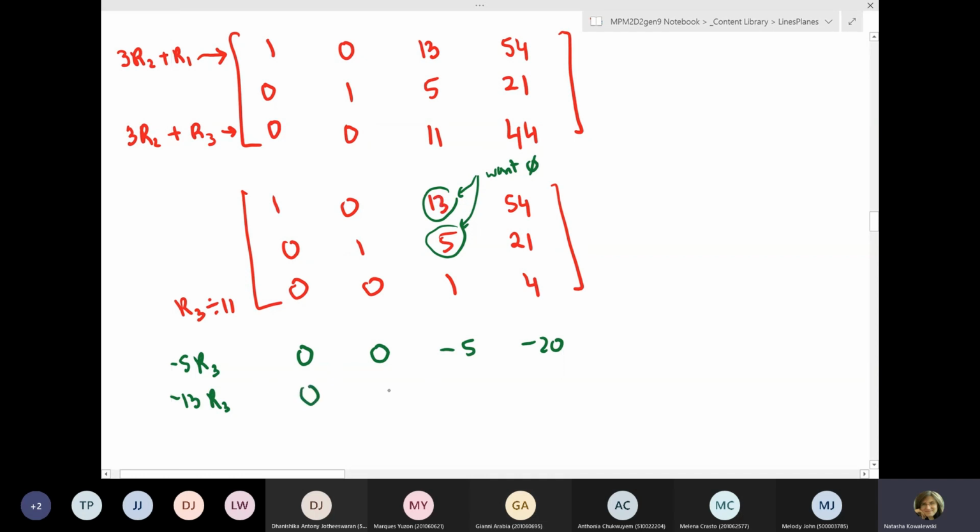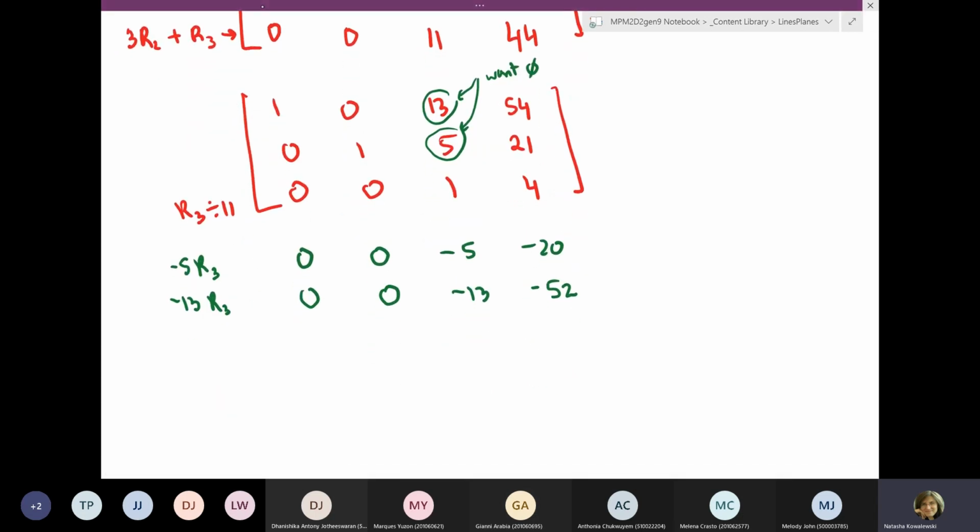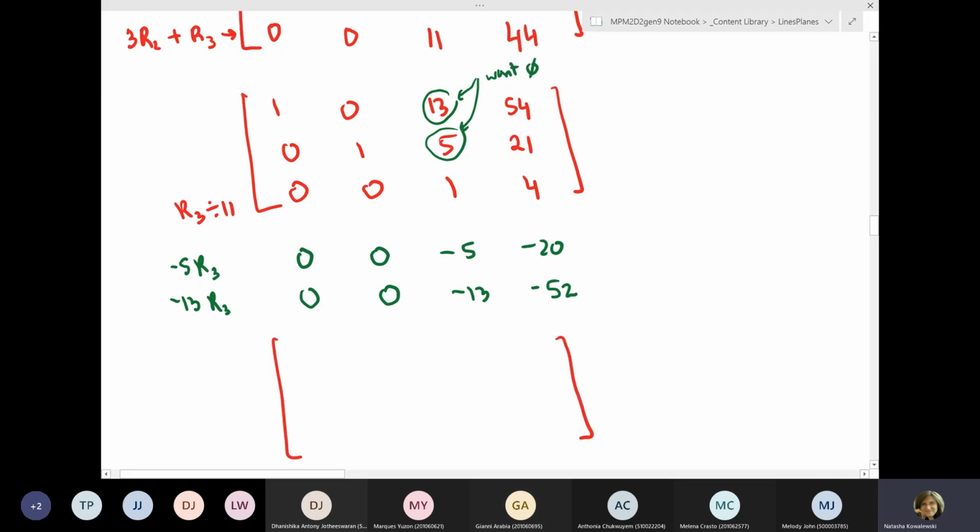And also I'll do the -13 because I'll eventually need it for this one to eliminate that. So I'll put in a 0, 0, -13. And what's 4 times 13? 52 with a negative. Okay, so this is rough work. This is not my matrix, so use a different color so that you don't get mixed up. And then I'm going to have my row 3 stay the same. So 0, 0, 1, and a 4.